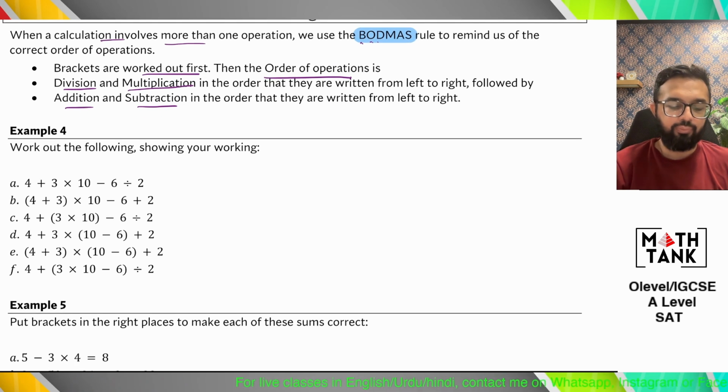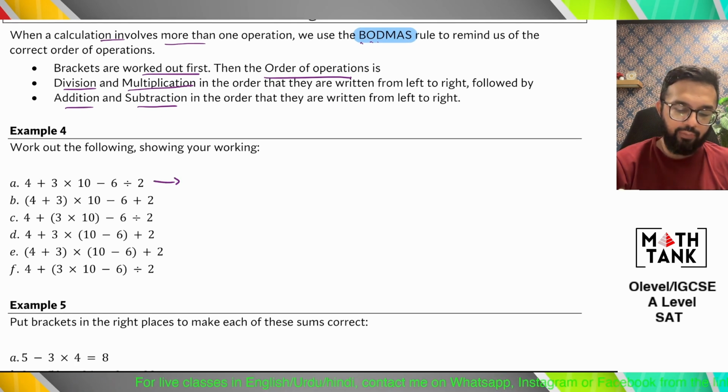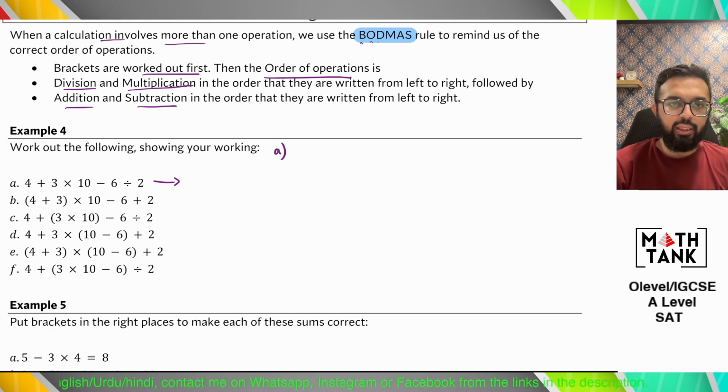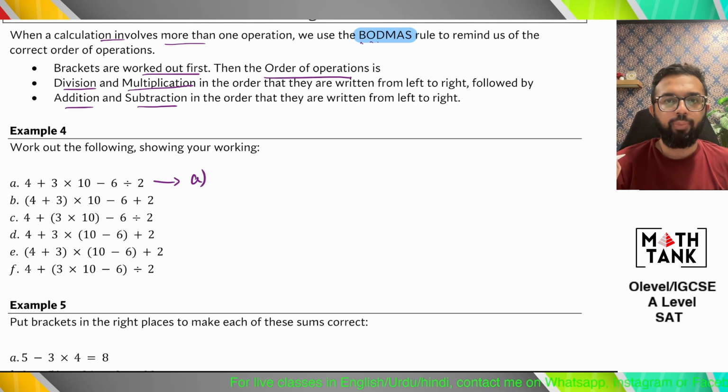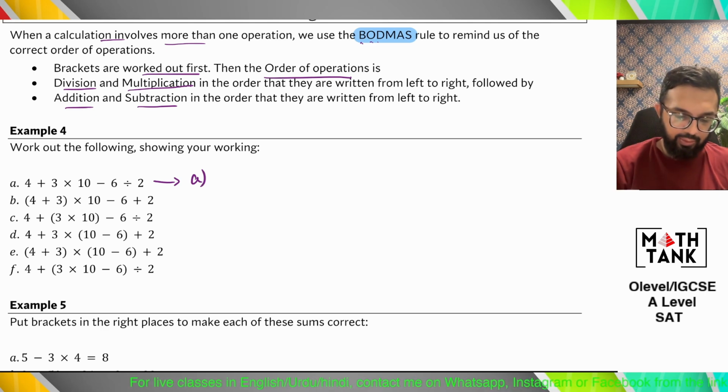Okay, so let's look at this first one first. A, you have 4 plus 3 into 10 minus 6 divided by 2. According to the rule, I don't have a bracket. So what I'm going to do first is division. So this becomes 3. So this becomes 4 plus 3 into 10.